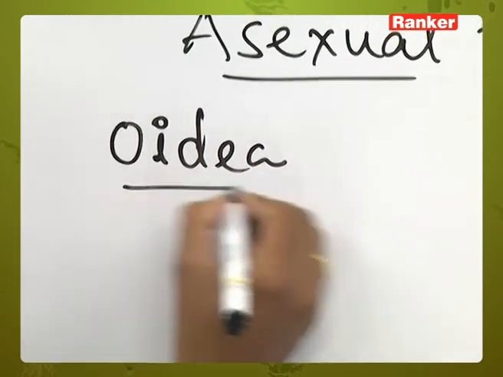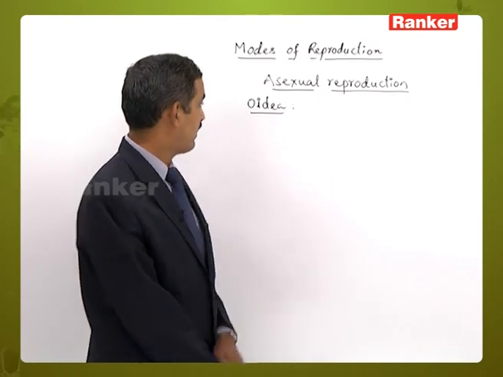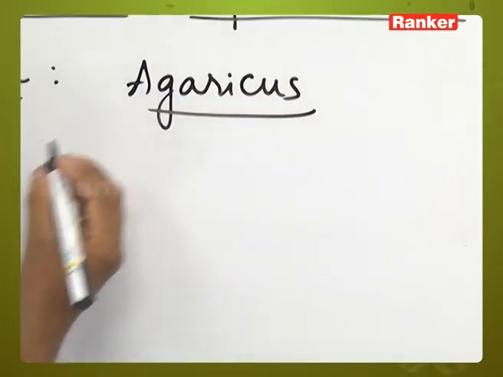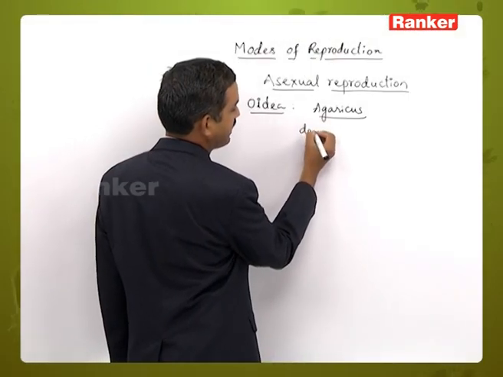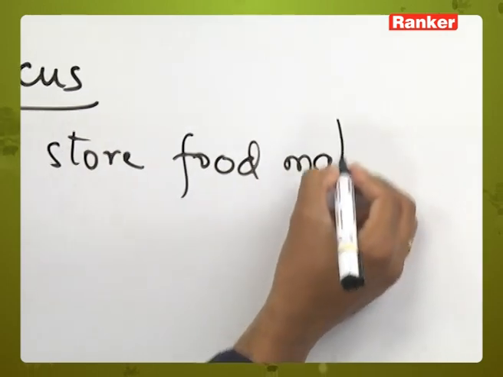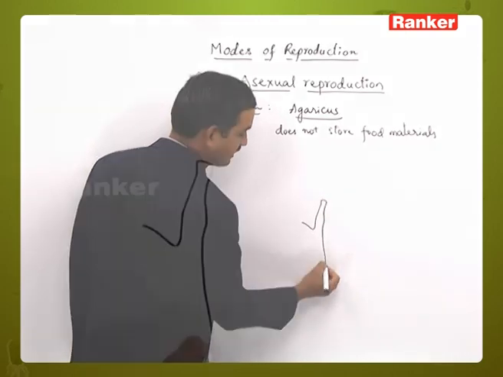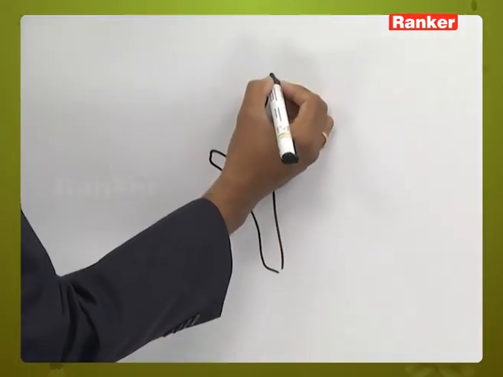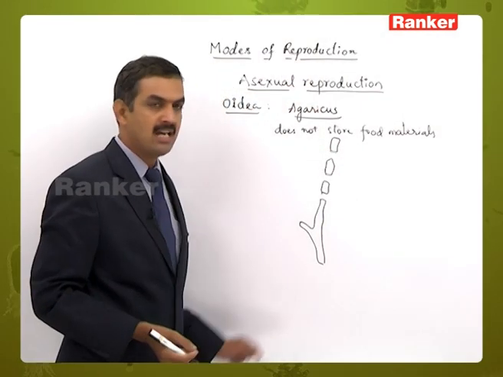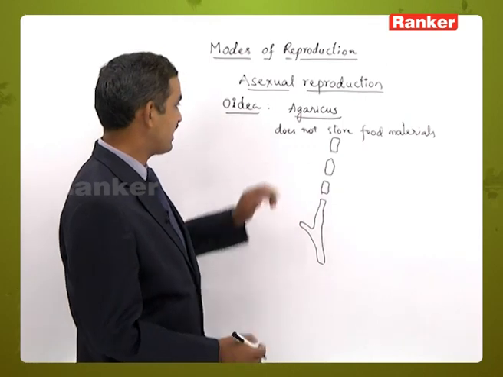Next one is oidia. Oidia are a special type of spore that can be seen in Agaricus species. These are simple structures that do not store food materials. If you observe the structure, it is separated into small fragments like this. These are the oidia, small unicellular structures separated from the parent, and each fragment develops into a daughter structure. This can be seen in Agaricus species.